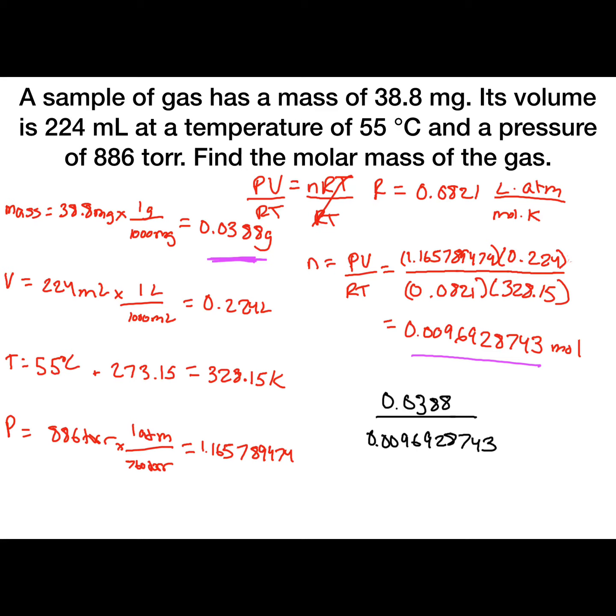So we do that equation and we get 4.00294. Now if we look at the periodic table, we will see that this particular sample of gas has to be helium, since the molar mass of helium is 4.00 grams per mole.